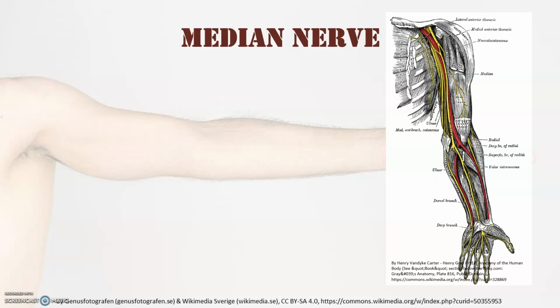This is the median nerve. So the median nerve has a very broad origin. It's supplied by fibers from nerve roots of C5 all the way down to T1, and because of this it actually receives branches from both the lateral and medial cords of the brachial plexus.